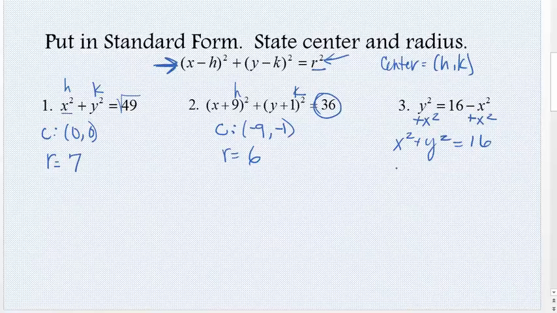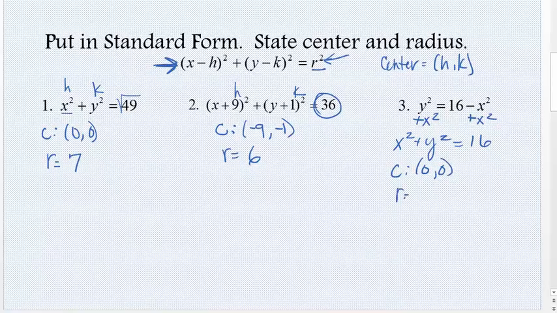Alright, so now I analyze it for the center. h is what's subtracted from x, but there's nothing, so it's a 0. k is what is subtracted from y, and there's nothing, so it's a 0. The radius is the square root of what it equals. The square root of 16 is 4. Alright, so there's your directions. Put it in standard form. Tell me the radius. That's your directions for all of them, but they're not all this nice and pretty, right?